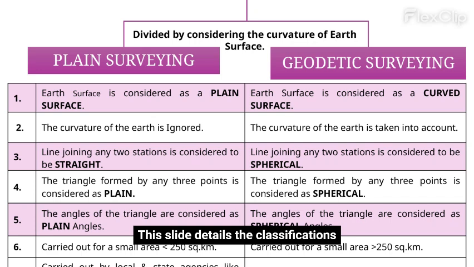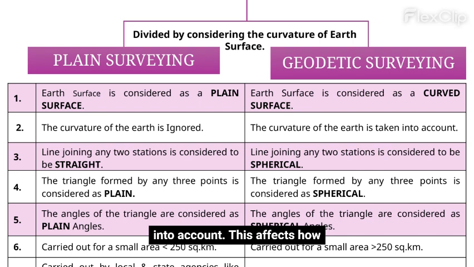This slide details the classifications of surveying, dividing them into plane surveying and geodetic surveying based on whether the curvature of the Earth's surface is considered. Key differences are highlighted, such as plane surveying treating the Earth as a plane surface and ignoring its curvature, while geodetic surveying considers the curved surface and takes the curvature into account.